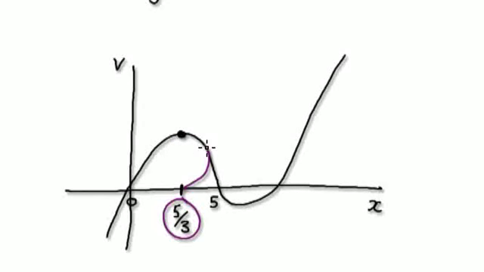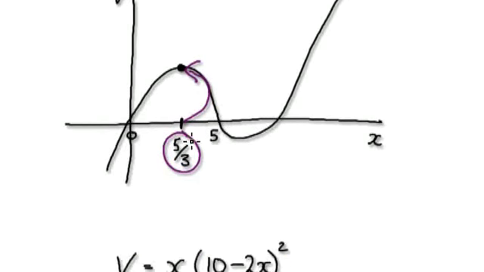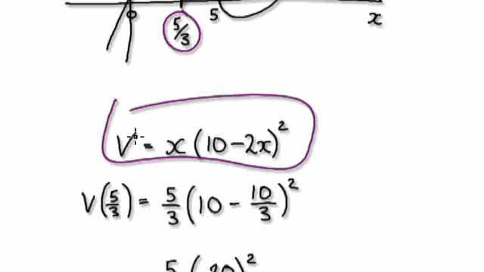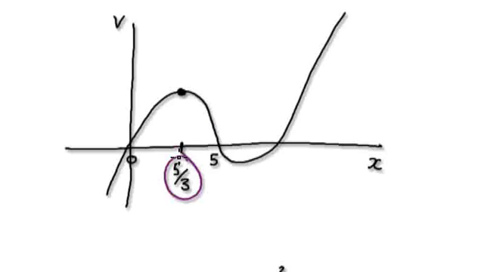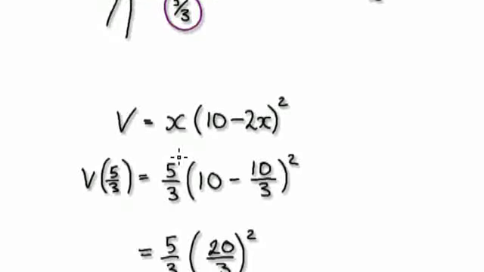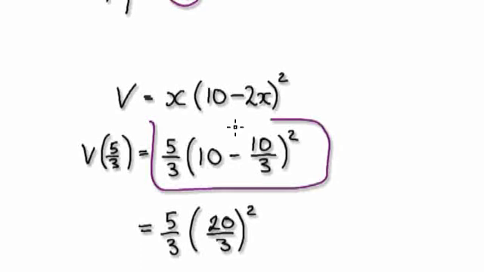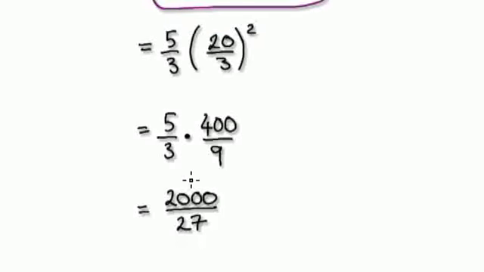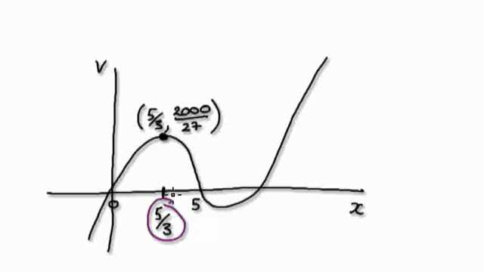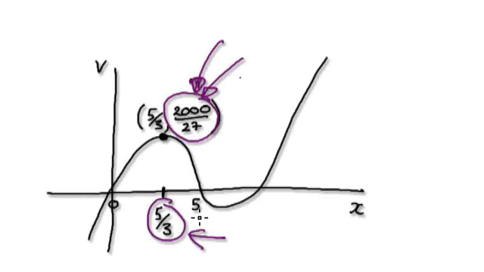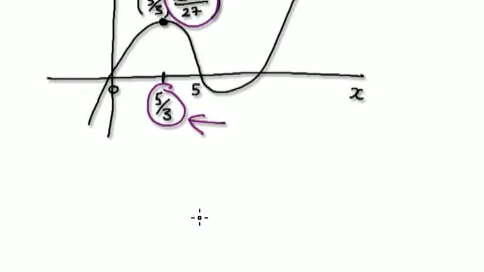Now we need to find out the critical value, which is this point here. So v equals this. Work out v when x equals 5 over 3. Put 5 over 3 into v, and that will give you this, and then it will give you this. So when x equals 5 over 3, our critical value will be this. This here is our biggest volume, and 5 over 3 is what we should make x to be.